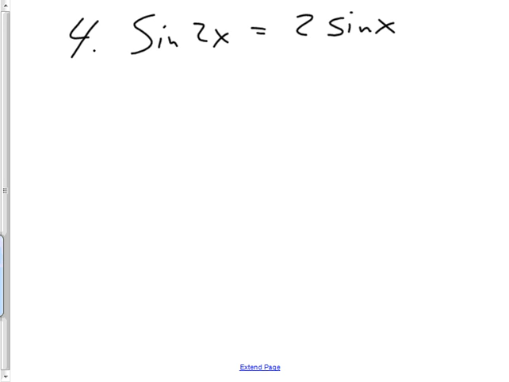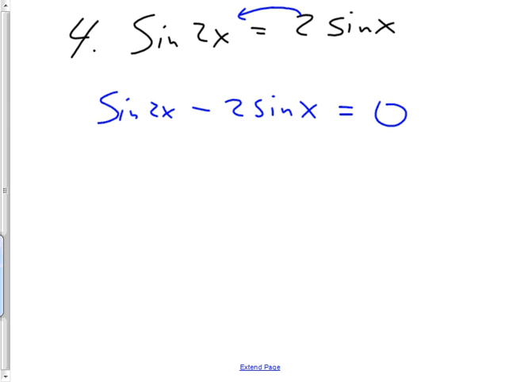What do you always want to set these puppies equal to? 0, and then you always want to what them? Factor them. All right, so set them equal to 0 by getting this over to the other side. Granted, I could do it the other way, but I'd rather do it this way. So sine of 2x minus 2 sine of x is equal to 0. Now it's set equal to 0.